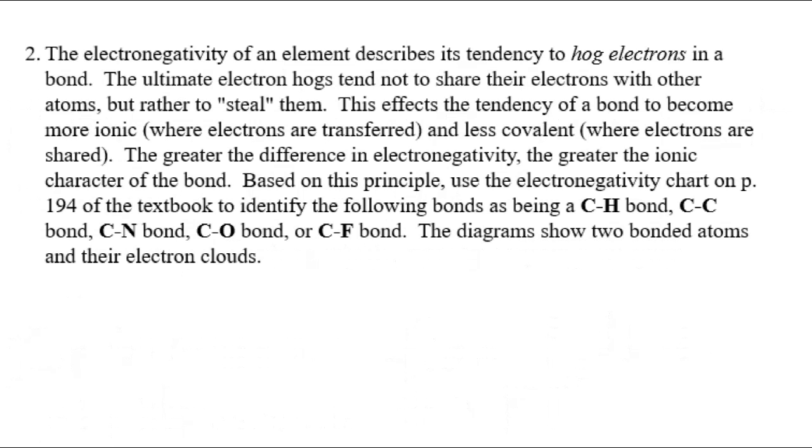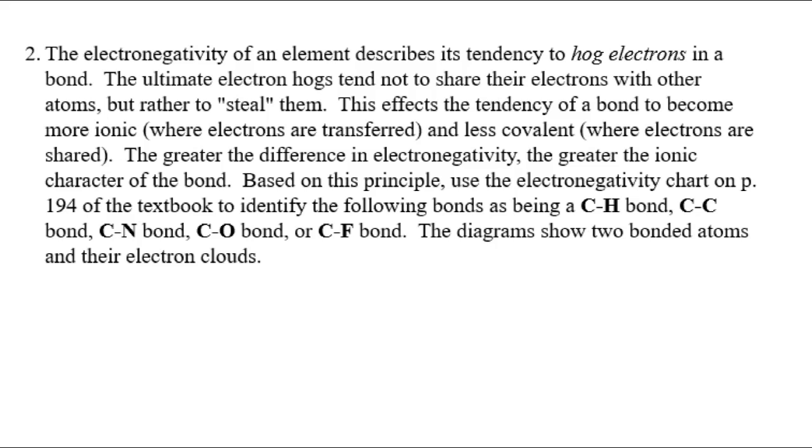Okay, the electronegativity of an element describes the tendency to hog electrons or to attract electrons in a bond. The ultimate electron hogs tend to not even share their electrons with other atoms, but rather they steal them and hold on to them completely. This affects the tendency of a bond to become more ionic, where the electrons are completely transferred, and less covalent, where the electrons are shared. The greater the difference in electronegativity, the greater the ionic character of the bond.